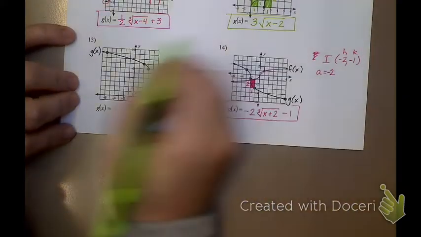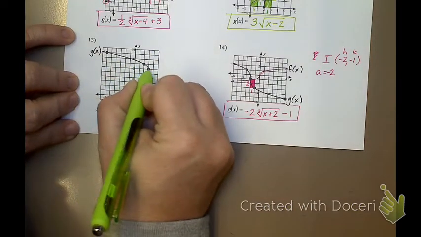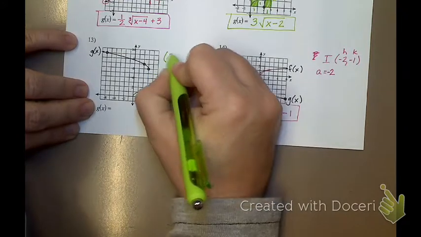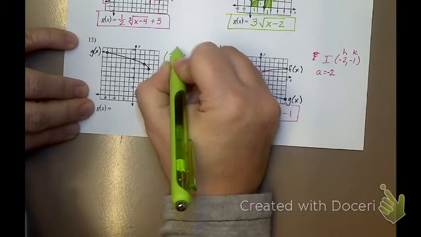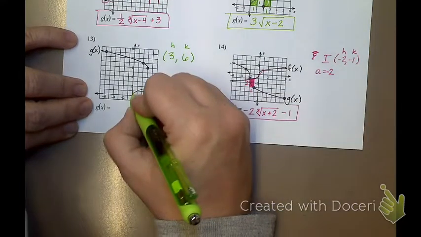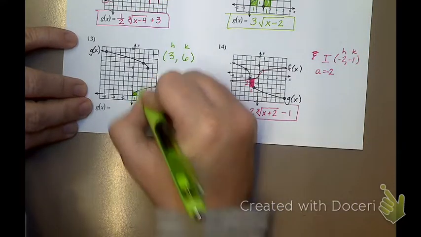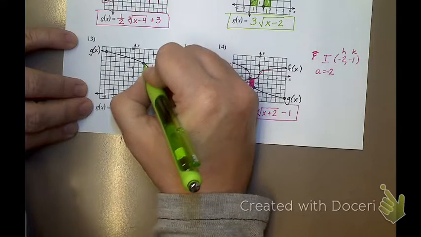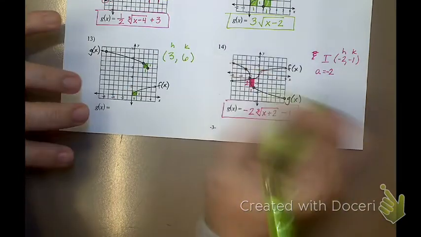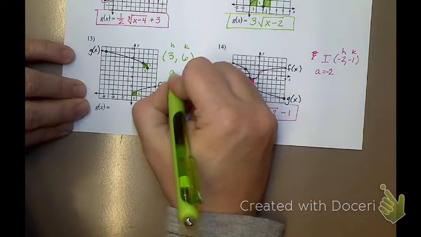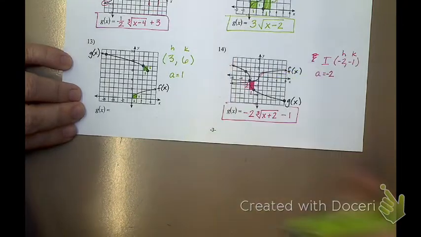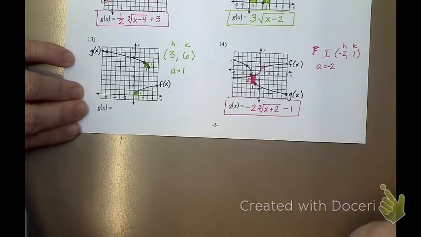Here we go. Again, look for that vertex. The vertex is right there, and that's the point 3, 6, which means that is my h and my k. Now look for your box. The parent function is always 1 by 1. This one right here is also 1 by 1. So I don't have anything that's making a other than 1. So a at this point is just 1, which we don't need to write a 1 in front because it's implied.